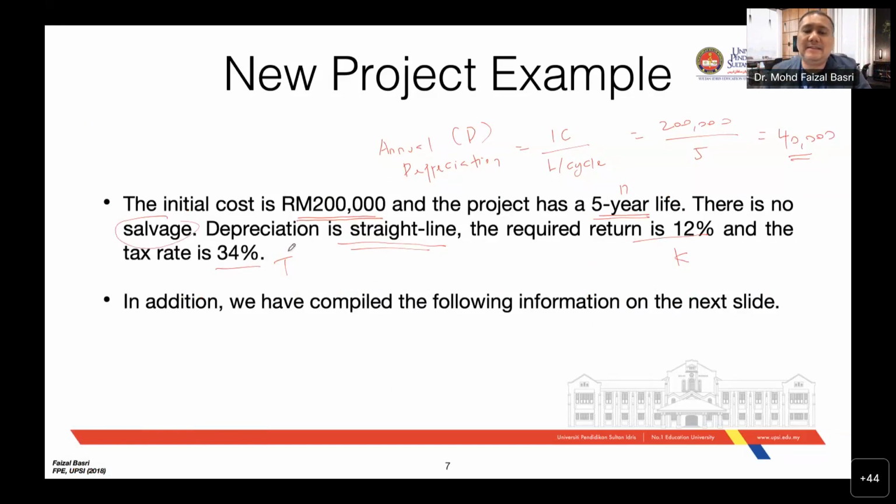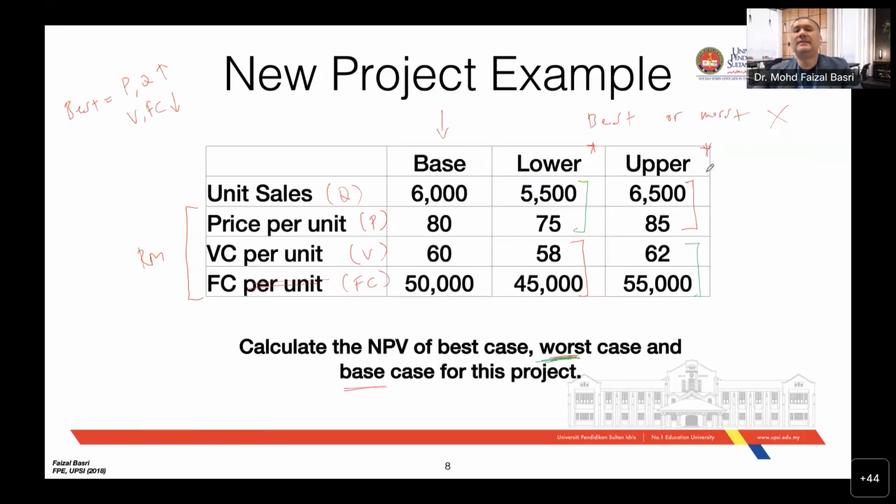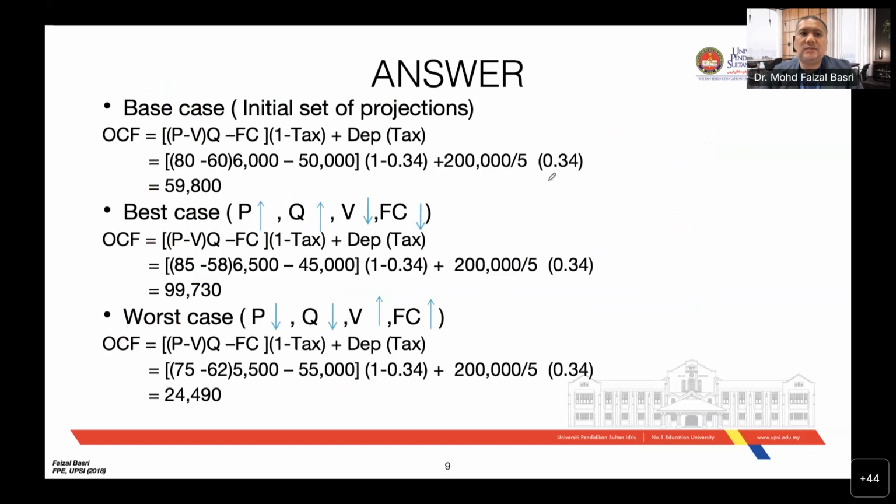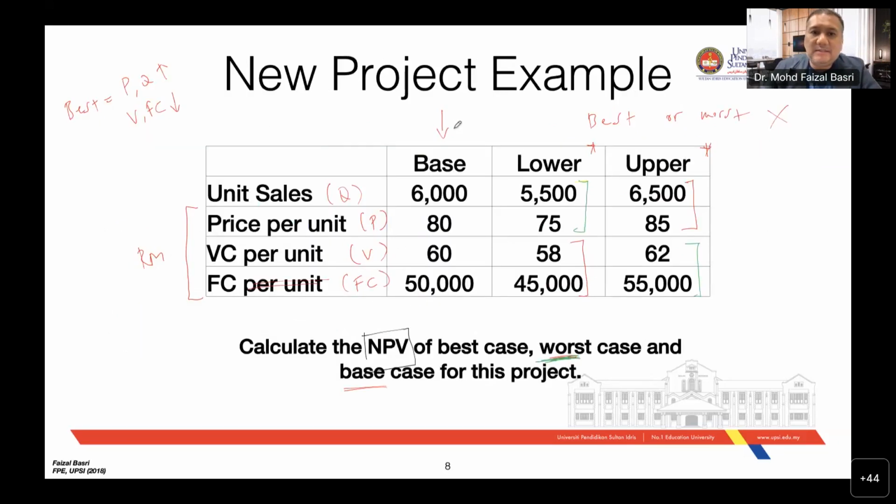K, and the tax rates, in calculating the NPV. Okay, again, this is from the previous video, how to calculate NPV based on the OCF, operating cash flows. So this is the estimation. Kita ignore dulu yang bawah tu, kita tengok the base case dulu. So based on base case scenario, initial set of projections, all of this information is based on this. Okay, based on ni je.